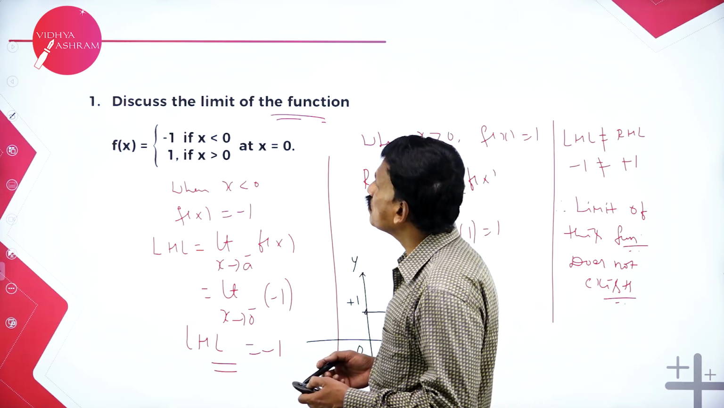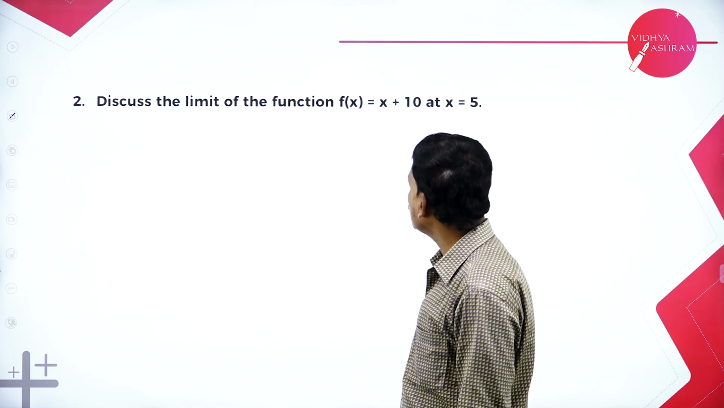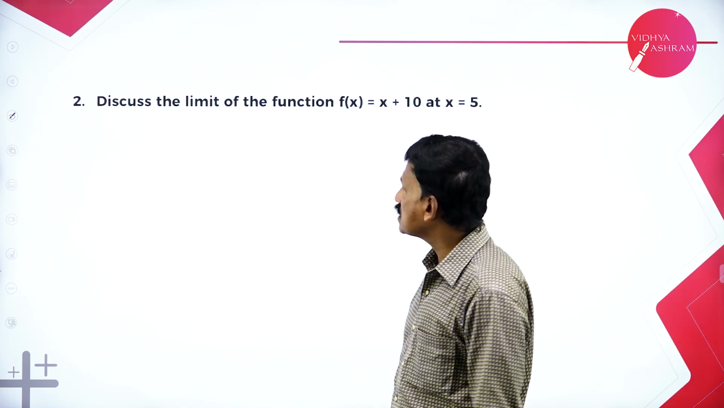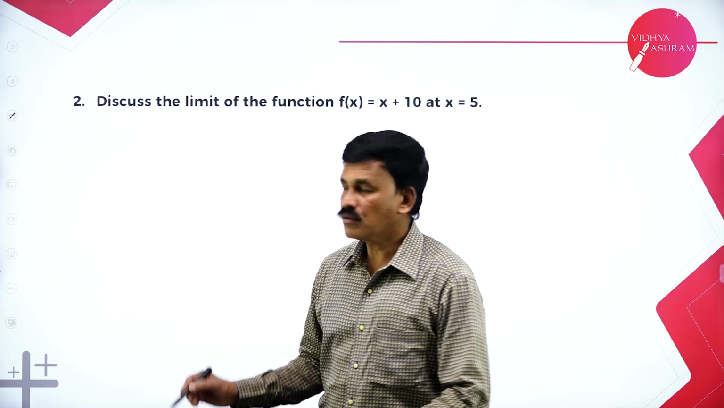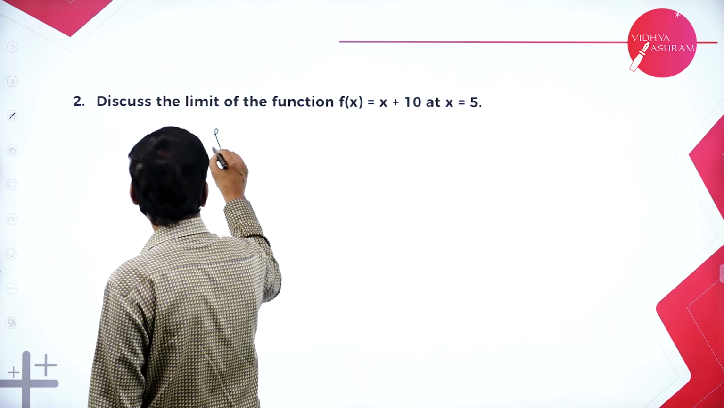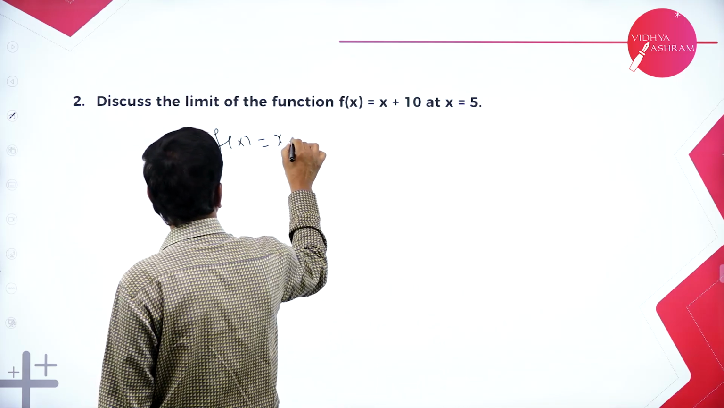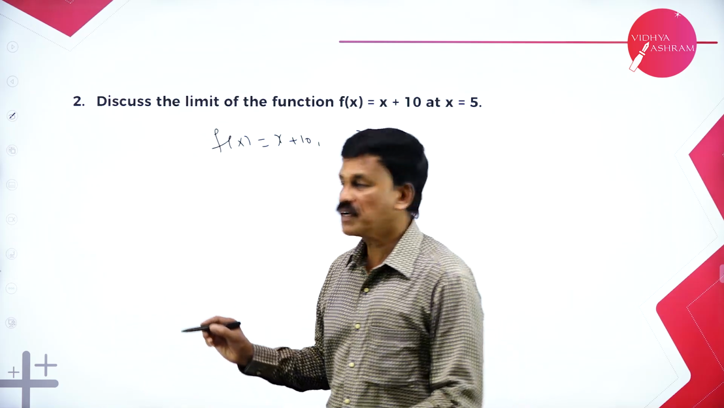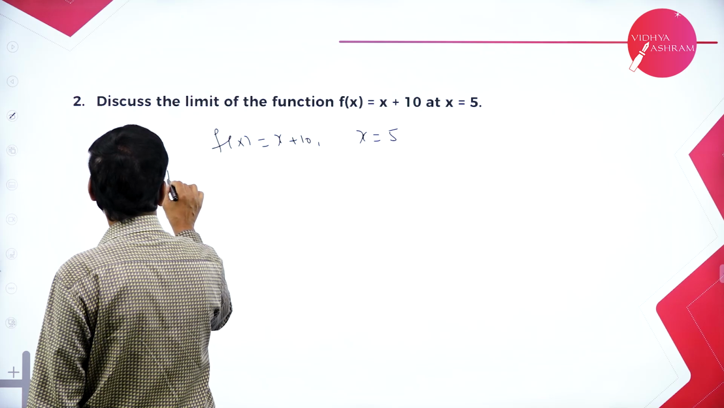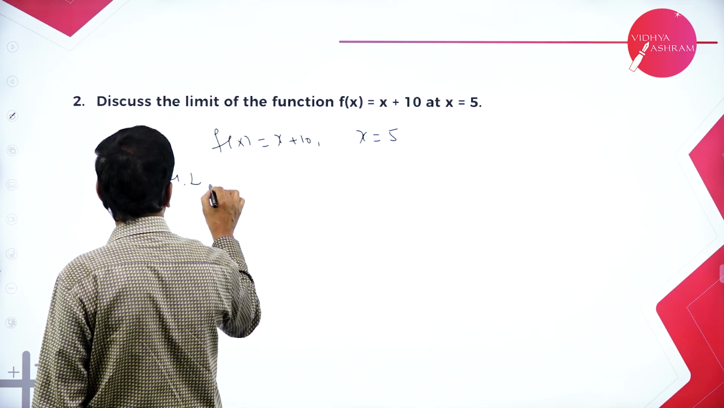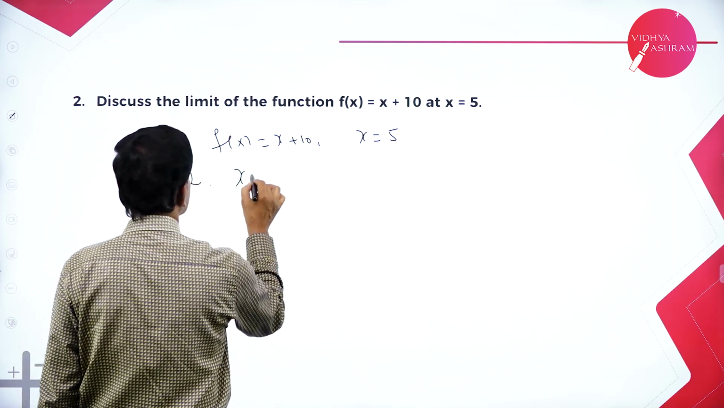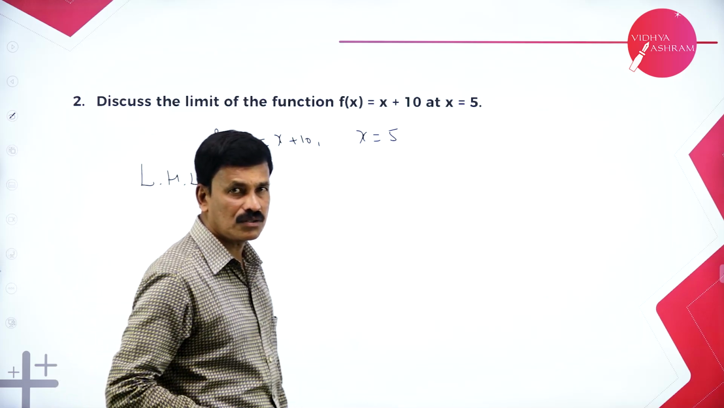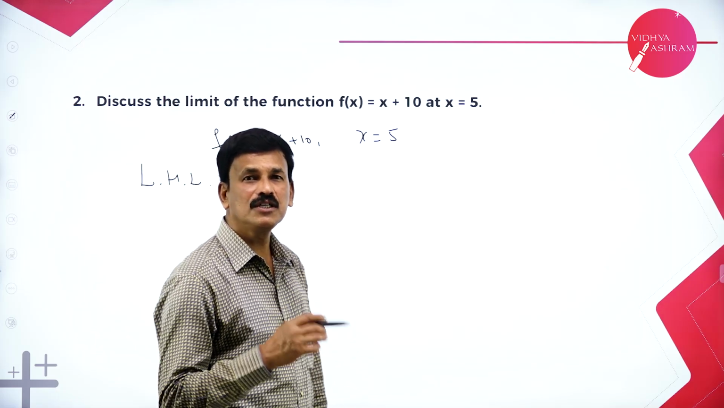Now move on to the next problem. Discuss the limit of the function f of x is equal to x plus 10 at x is equal to 5. Now what is given here? f of x is equal to x plus 10 and x is equal to 5. Now let us find out the left hand limit. For the left hand limit, let us take the values of x which are very nearly equal to 5.